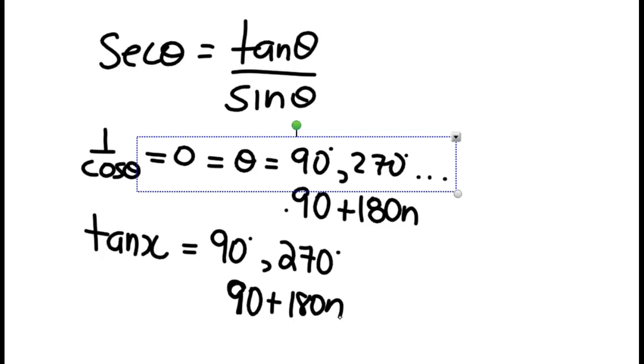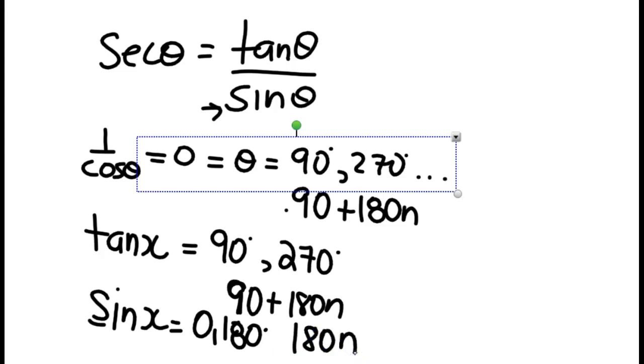And then we need to look at our sine piece. So where is sine equal to 0 on our unit circle? It's equal to 0 at 0 and at 180. So we could represent that as 180n, right? Because it's just increasing by 180 every time.